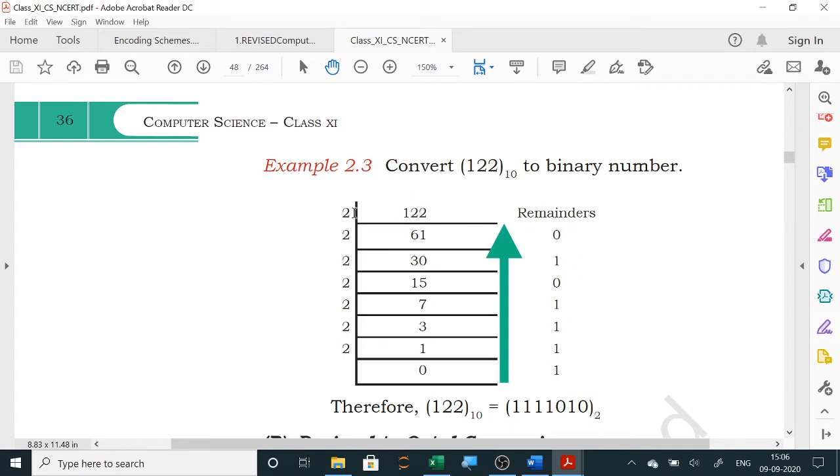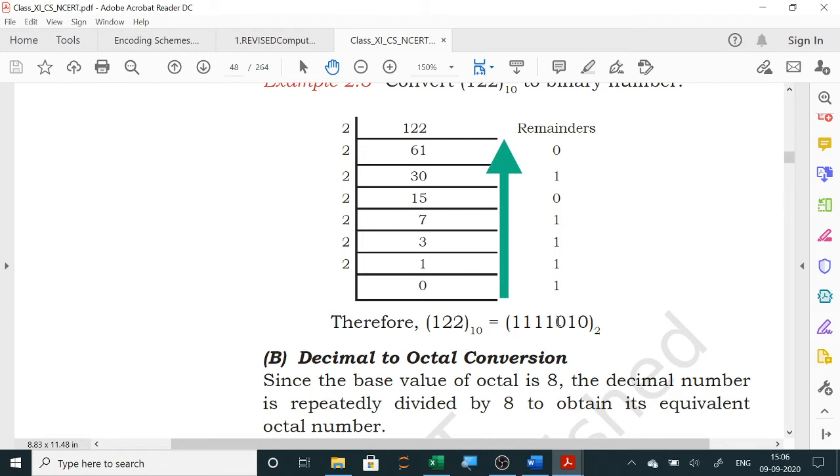So here you can see 2 61s are 122, remainder 0. 2 30s are 60, remainder 1. 2 15s are 30, remainder 0. 2 7s are 14, remainder 1. 2 3s are 6, remainder 1. 2 1s are 2, remainder 1. 2 0s are 0, remainder 1. So the answer is 1111010. So you can see the answer here, 1111010. Now there is one more method where you can check your answer.